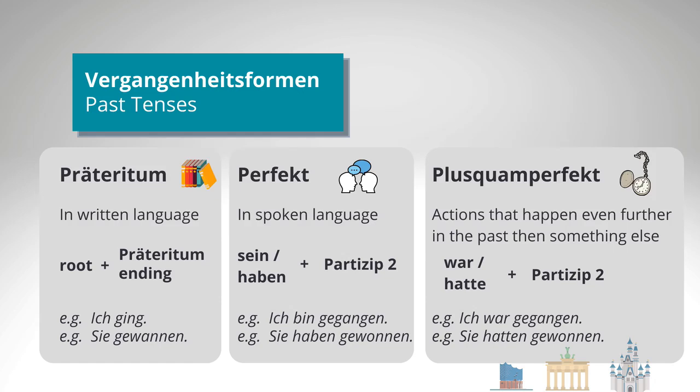The perfect, on the other hand, is formed by taking the conjugated version of the Hilfsverb sein or haben, and then adding something that is called Partizip 2.